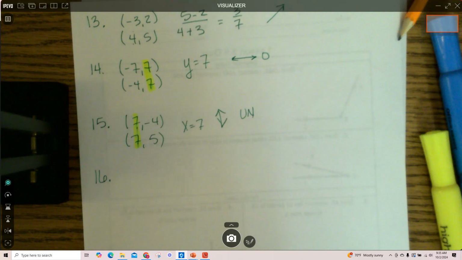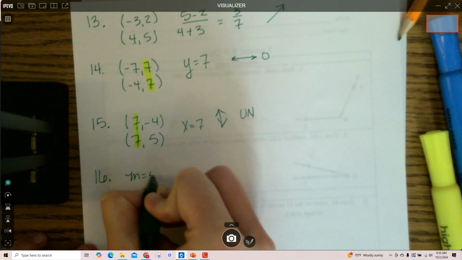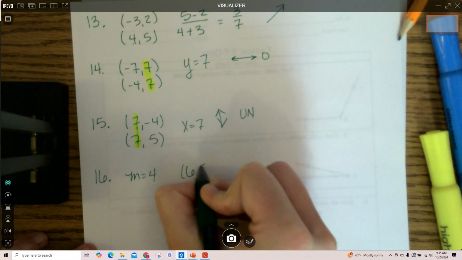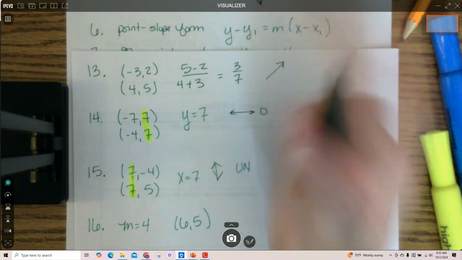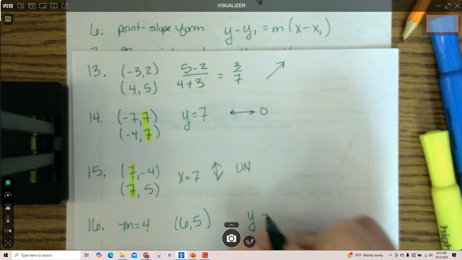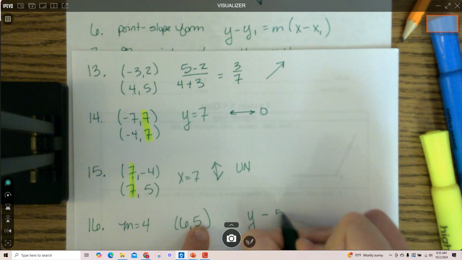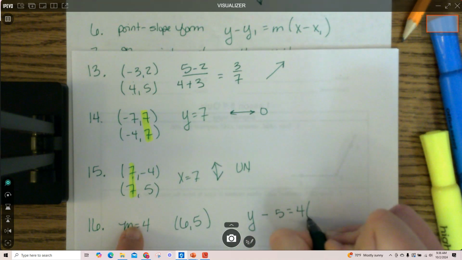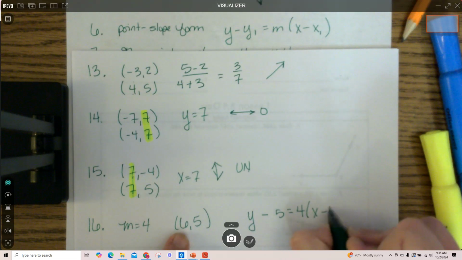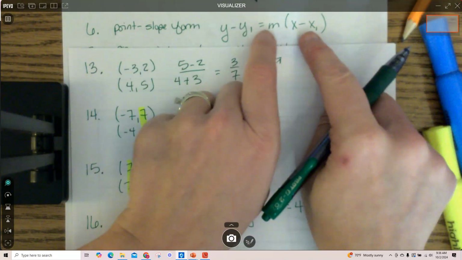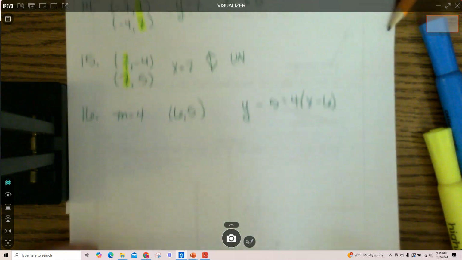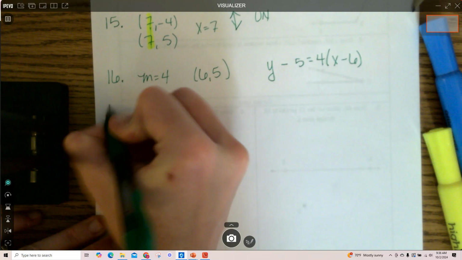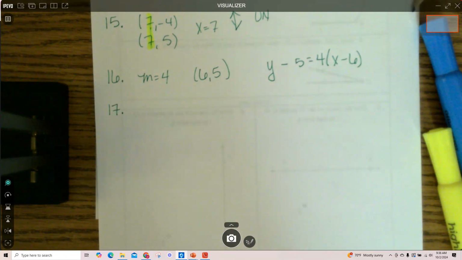All right, 16. So it says slope is 4, passing through 6, 5, and then it says what is the point slope form of the equation of the line? 6 comma 5. That's the y minus. Okay, yeah, that's this one. So it would be y minus the given y value equals slope, and then x minus the given x value. The y1 and the x1 are the ordered pair that they give you. Okay.